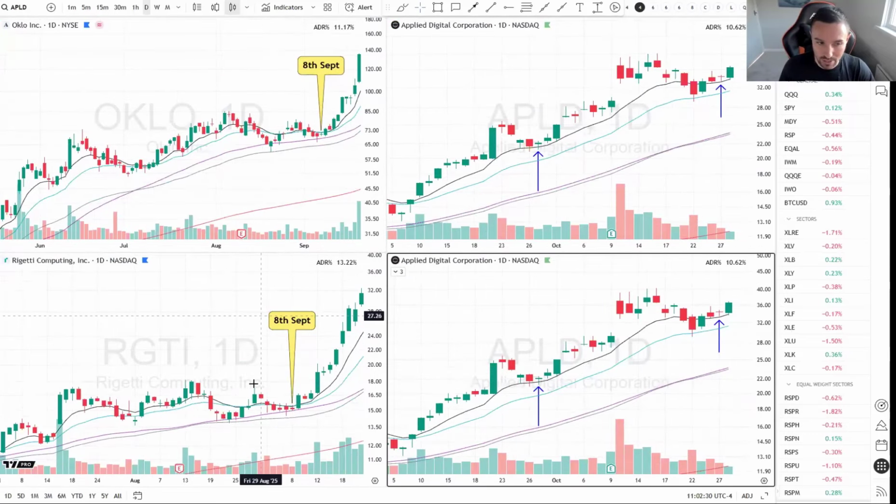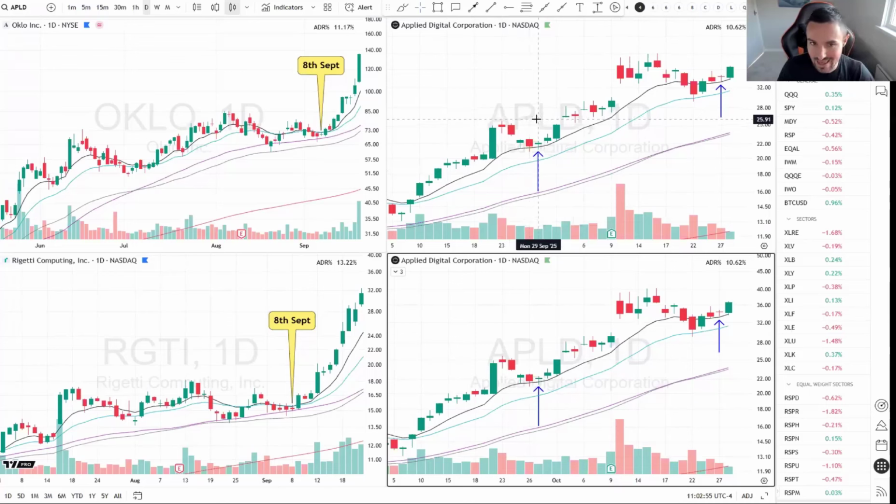I'll then take you through Oklo and Rigetti and make the point that when you start to see trigger bars develop in the leading stocks of the day, whatever they may be, such as Oklo being a leader and Rigetti being a leader, both of those on the 8th of September, forming trigger bars in very close proximity to their 50-day SMA. So just making the point that when you tend to see trigger bars, you'll tend to see a lot of trigger bars heading into the session, and then also bringing in the context of the stock's character.